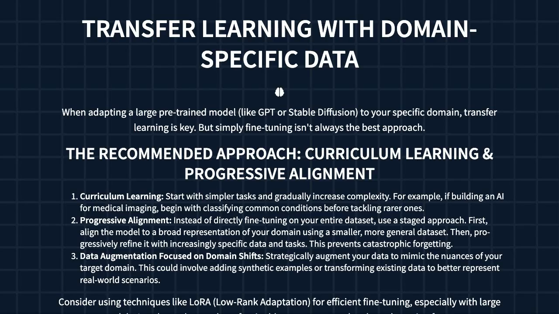Then, there's progressive alignment, a staged approach where we first align the model to a general understanding of your domain with smaller data sets, then refine it progressively using more specific information and tasks. Finally, carefully consider how you augment your existing data. Adding examples that truly capture the unique characteristics of your target domain can make a huge difference. Techniques like LoRA are also great for efficiently fine-tuning these large models without needing to overhaul them completely. Do you have any questions about this approach?